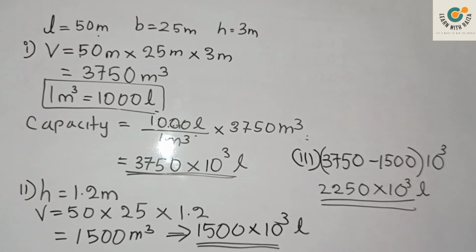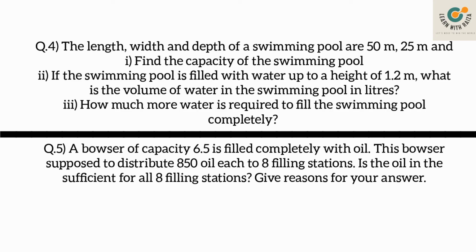A Bowser of capacity 6.5 cubic meters is filled completely with oil. This Bowser is supposed to distribute 850 liters of oil each to 8 filling stations. So 850 liters of oil to each of the 8 filling stations. Is the oil in the Bowser sufficient for all 8 filling stations? Give reason for your answer. So this Bowser has to distribute oil to 8 stations. They are asking whether the oil in the Bowser is sufficient for those stations.